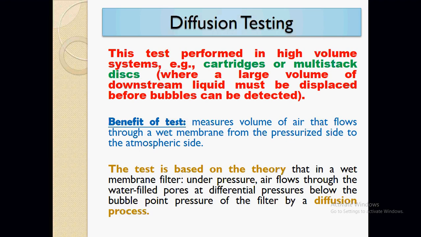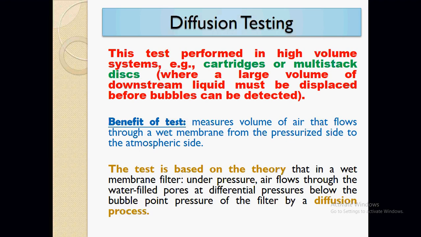This is one of the tests and it's an important one. We must do the bubble point pressure test, then we do the diffusion test or forward flow test. Diffusion test, this is another integrity test. This test is performed in high volume systems. And we can use a cartridge or multi-stack disc where a large volume of downstream liquid must be displaced before bubbles can be detected. The benefit of this test is that it measures the volume of air that flows through a wet membrane from a pressurized side to the atmospheric side.